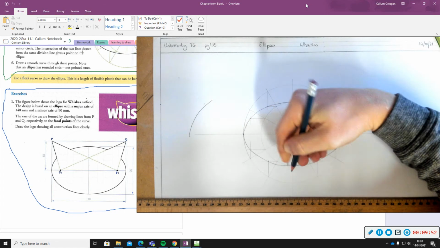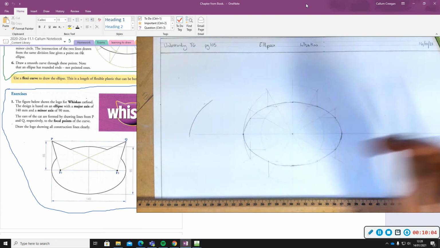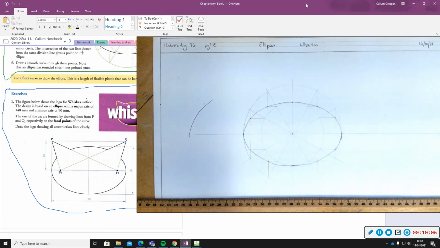Alright, so there is the ellipse part done. Now it's a light line, easy to rub out, because we do need to rub out a bit of it, which is the ears of my cat. So over here, I know that my ears, I'm going to find these points here. So I know that it's in line with the edge of my major axis, and it's 55 millimeters up.